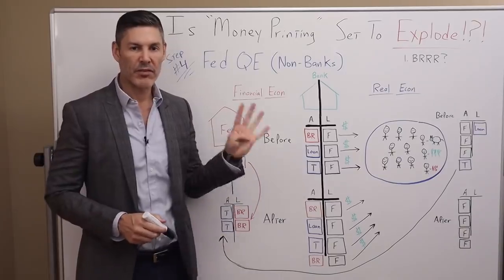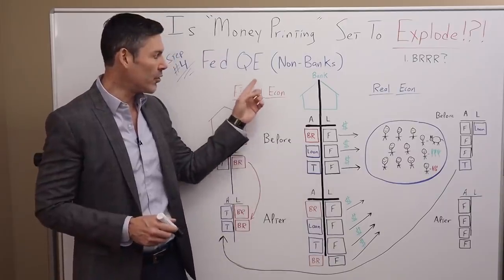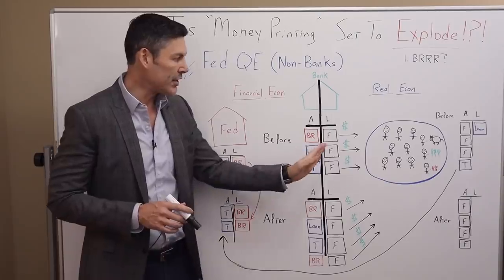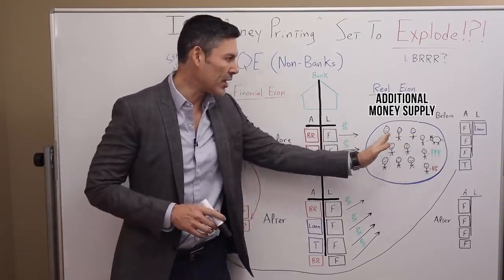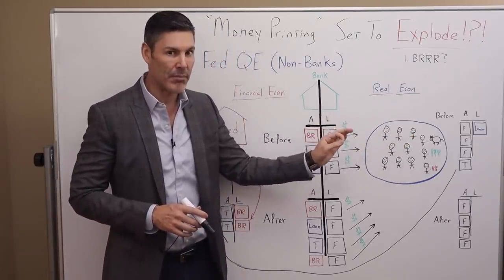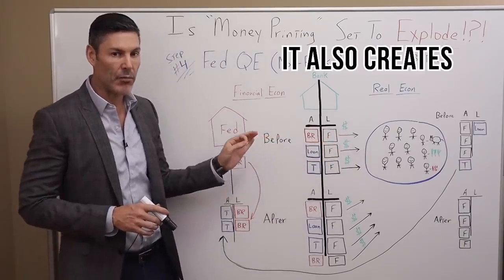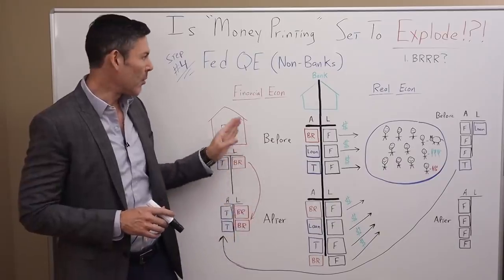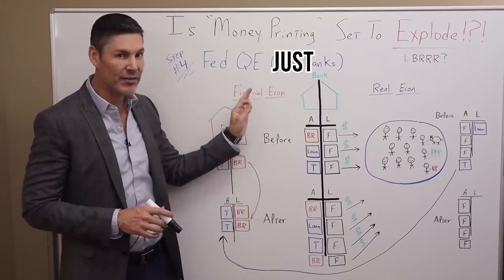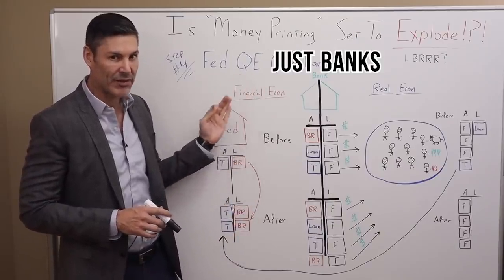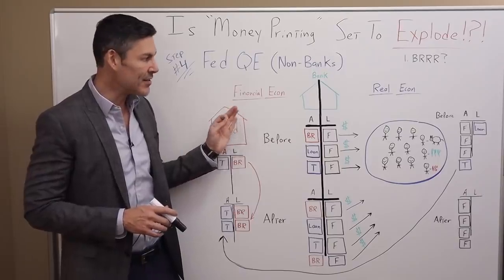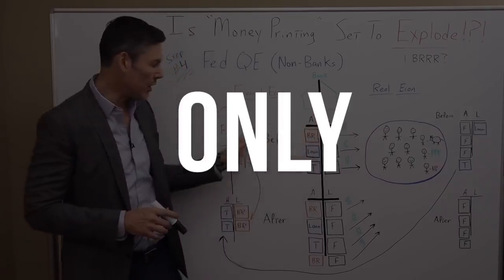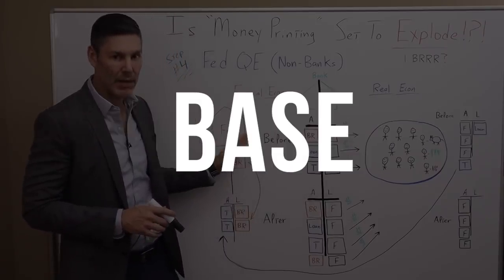So the main takeaway from step number 4 is when the Fed does QE with the non-banks, we'll use the technical terms here, it creates additional money supply in the real economy, M2 or broad money. It also creates more base money. That's the bank reserves on the Fed's balance sheet. But when the Fed does QE with just banks, like we discussed in step 3, it doesn't necessarily increase broad money. It only increases base money.